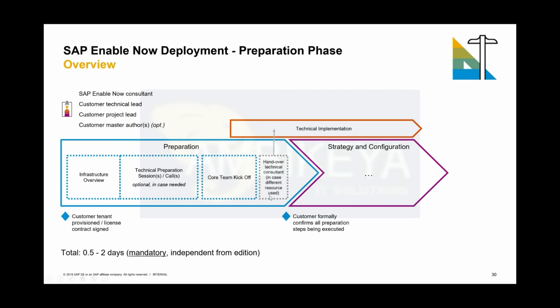And then, in case the technical implementation consultant is a different person than the Enable Now consultant, in that phase a handover to the technical person takes place, based on the commitments made in the first block. This can instantly start after the infrastructure overview session, just to make sure that the system is at least up and running in an unconfigured, out-of-the-box way at day 1 of the following strategy and configuration phase. And this is where I expect a formal confirmation that those required steps are executed.